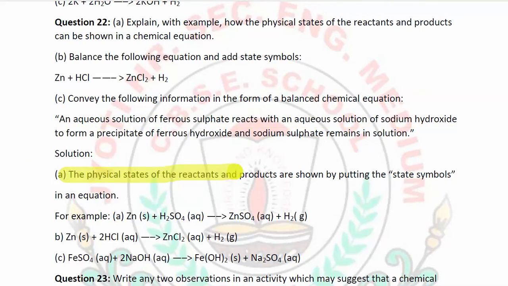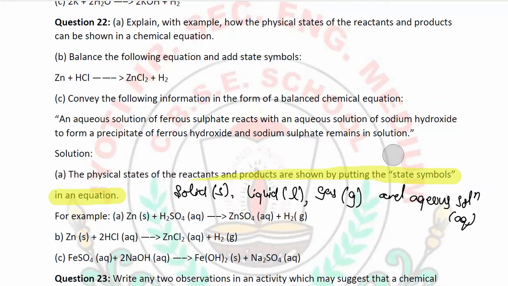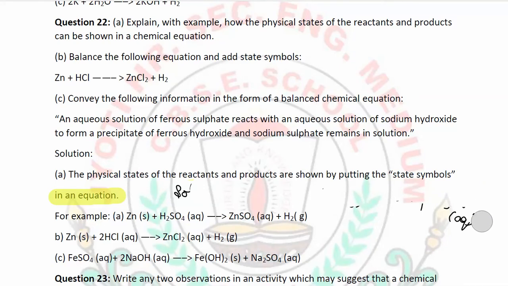The physical states of chemical reactants and products are shown by putting state symbols, that is generally taken as S for solids, L for liquids, G for gases, and for aqueous solution, which is a water solution, it is taken as AQ. And using this S, L, G, and AQ, we represent the states of the given substances in the chemical equation and make it more informative.